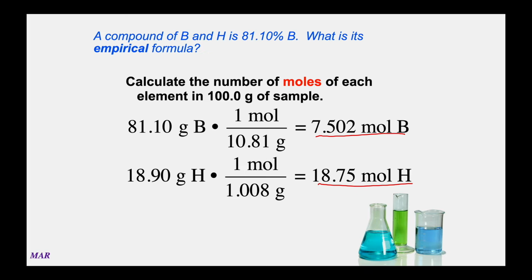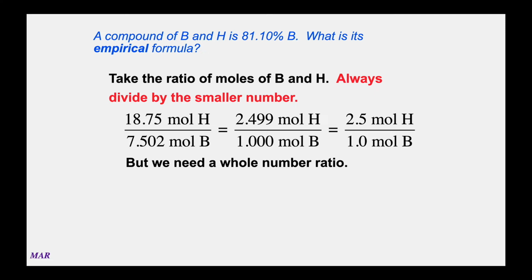Now, these two mole amounts actually are important. We're going to make ratios out of them. You could write this as, if you will, a formula B7.502H18.75. But that's a really ugly formula. And none of the formulas I've shown you in this class, or none that I ever will, will be that ugly. So what you want to do is find whole numbers. And the easiest way is just to divide both numbers by the smaller.